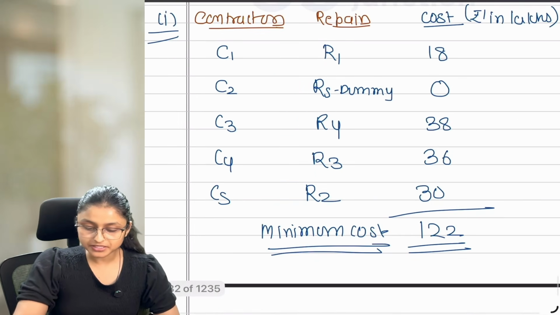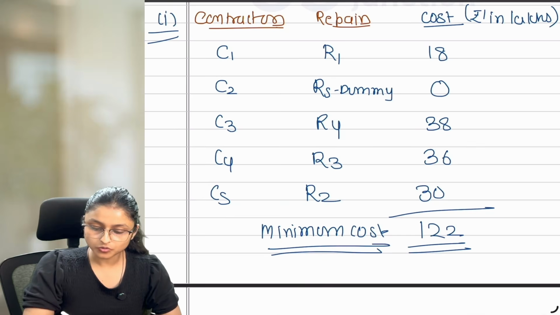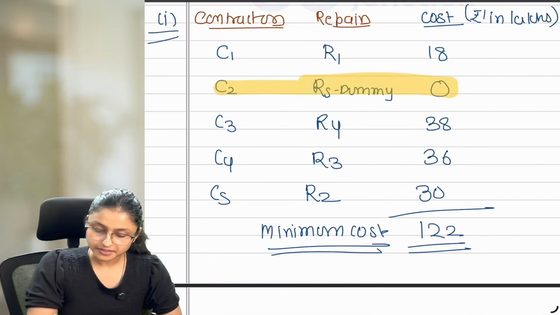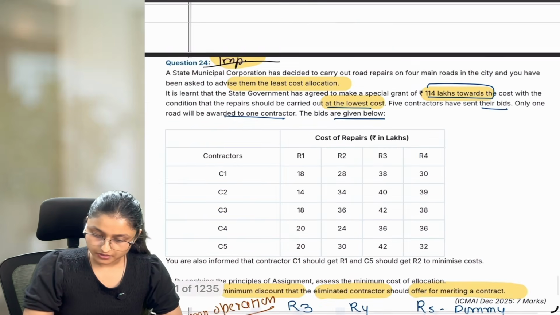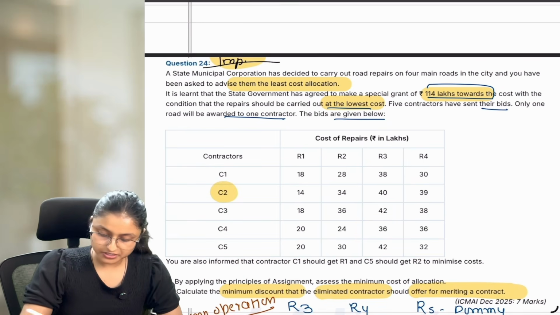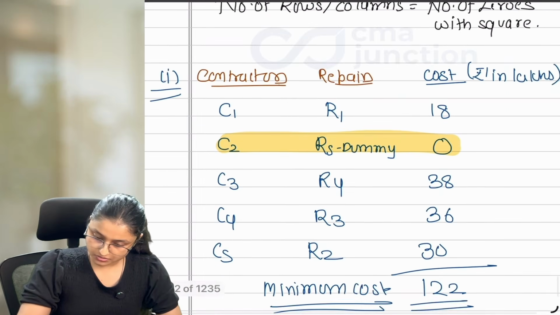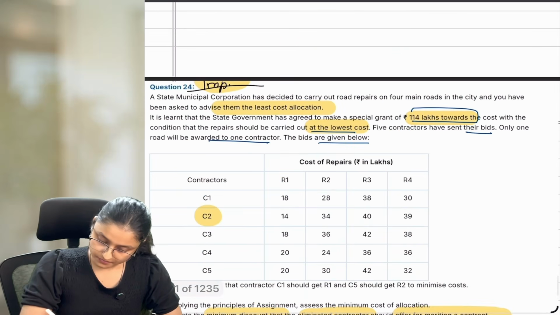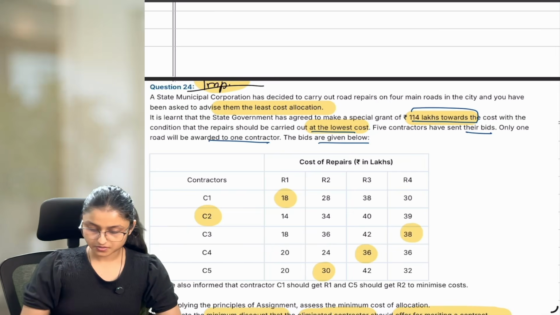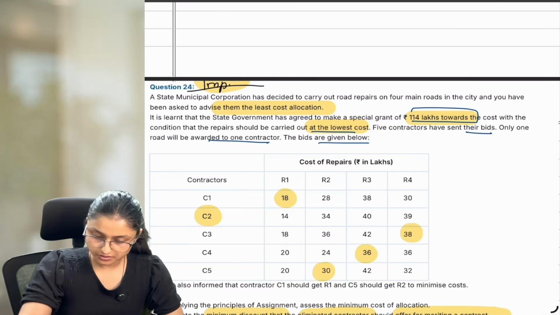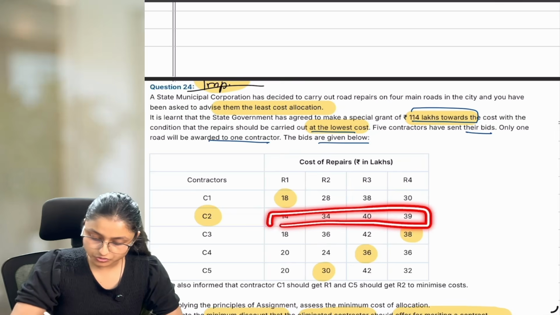So who is the eliminated contractor? The contractor to whom we have not allotted anything. That is C2. Hana? So our C2 is the eliminated contractor. If you notice, the allocation which we have done as of now is 18, 38, 36 and 30. Okay? This is the allocation which we have done, and we have not allocated anything to C2.